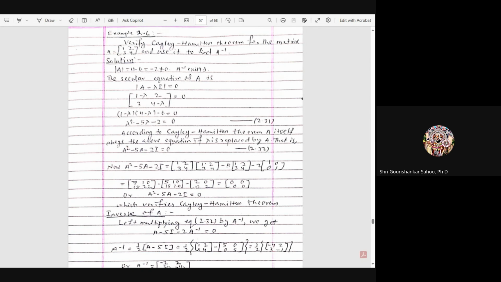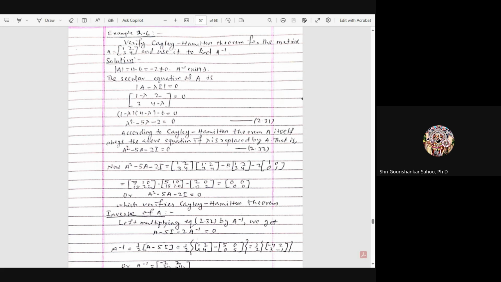So your A inverse exists. So the secular equation will be |A minus lambda I| equal to 0. So |1 minus lambda, 2; 3, 4 minus lambda| is equal to 0. So your (1 minus lambda) multiplied by (4 minus lambda) minus 6 is equal to 0. So your lambda square minus 5 lambda minus 2 is equal to 0.